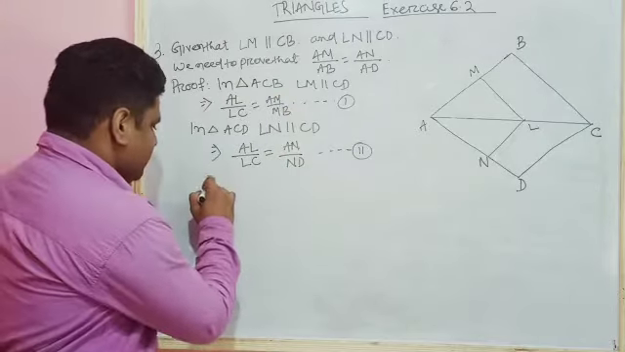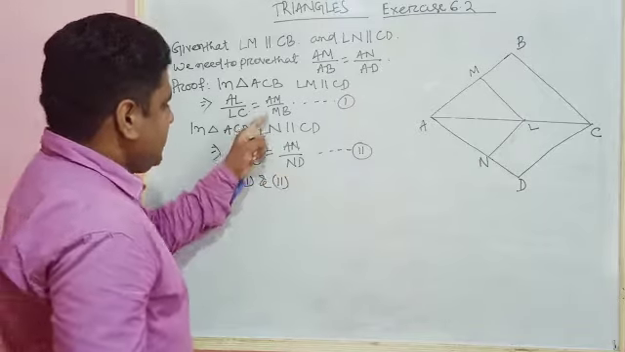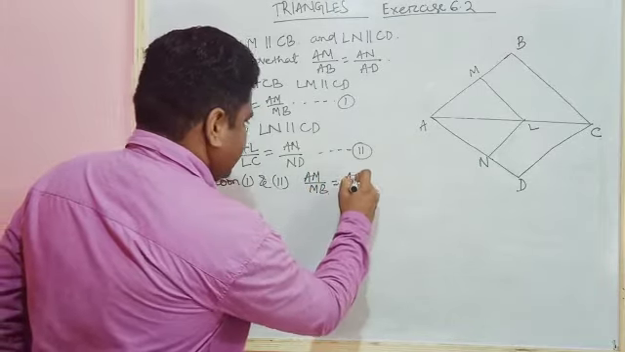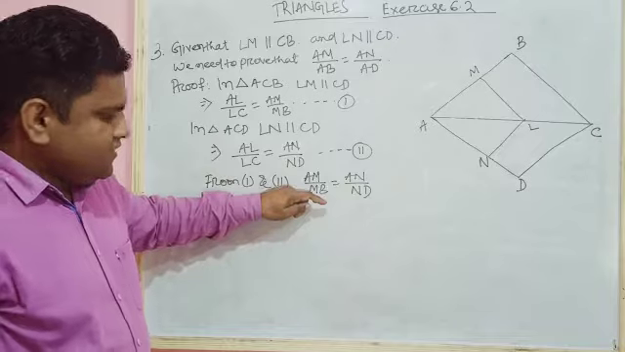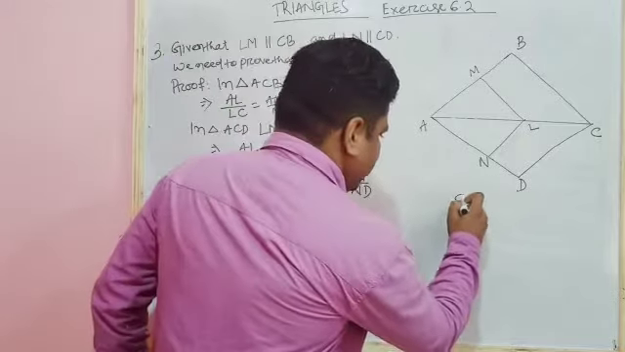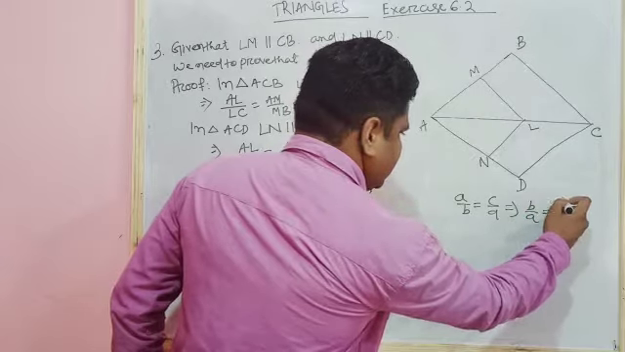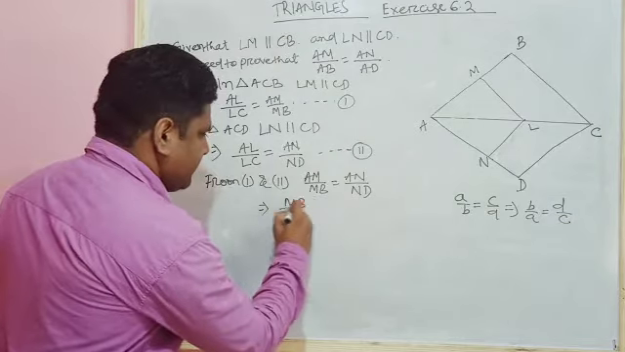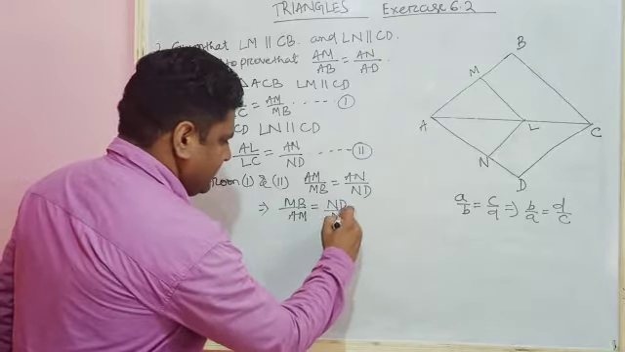It is from equation 1 and 2, AM by MB is equal to AN by ND. This implies that when we reciprocate this, it will also be equal, because we know that A by B equal to C by D implies that B by A is also equal to D by C. So write this in that form, MB by AM is equal to ND by AN.